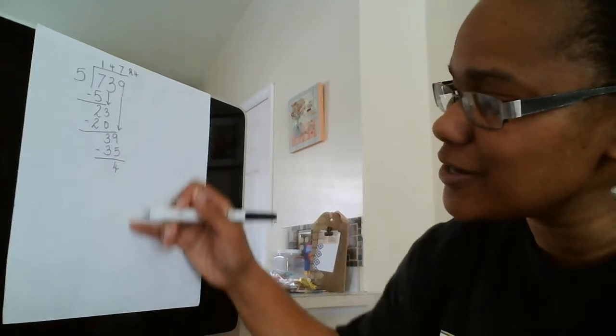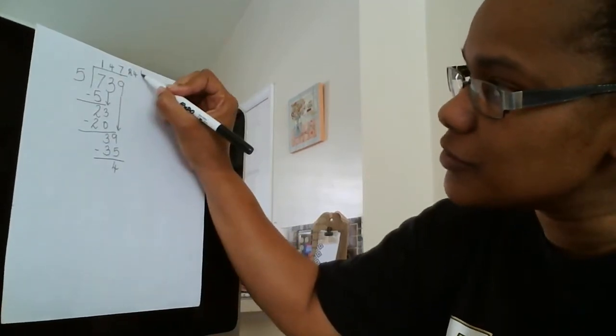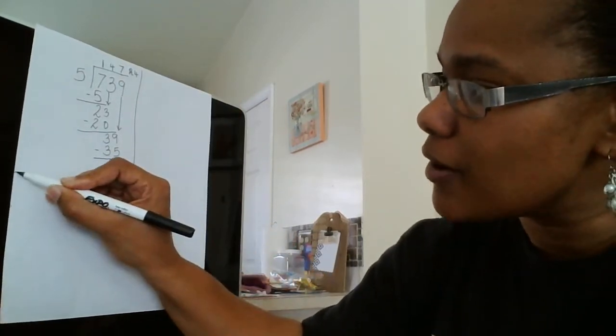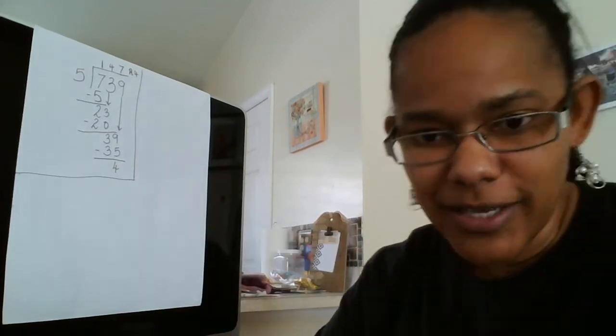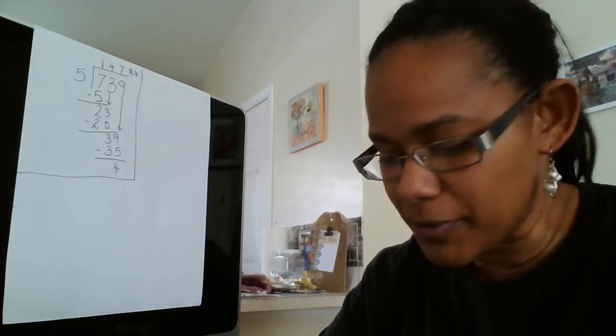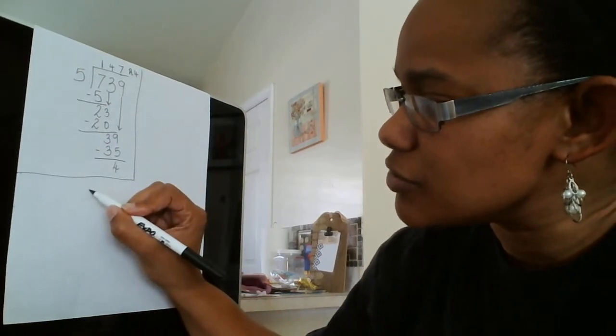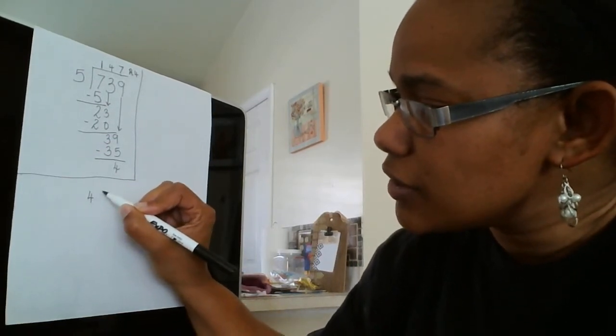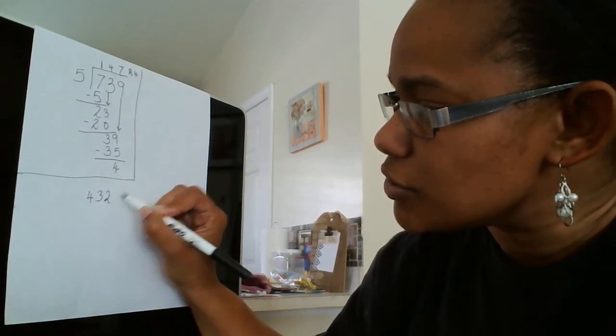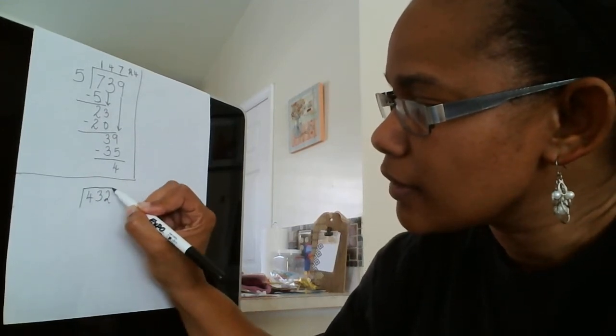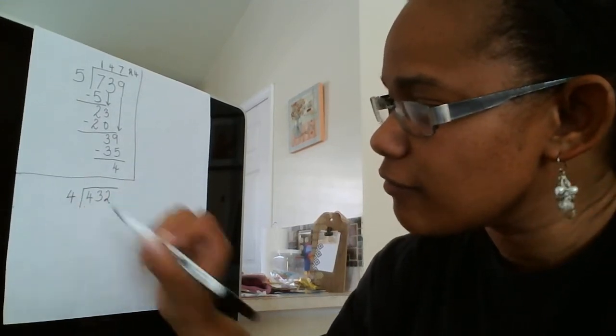So let's try another one. Okay, I'm going to draw a line here, and I'm going to box this in so that it doesn't get confused or mixed up with our new numbers. Okay, the new number we're going to use is 432. Okay. And we're going to divide this by 4.